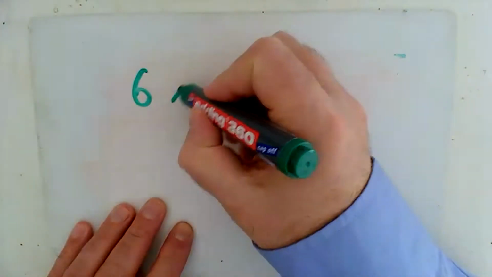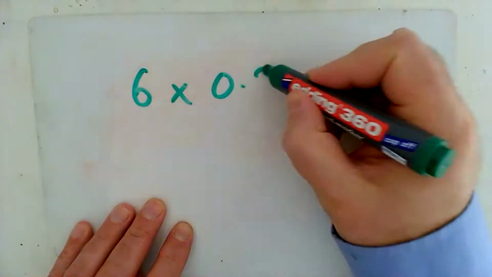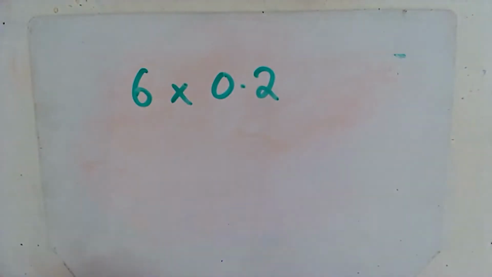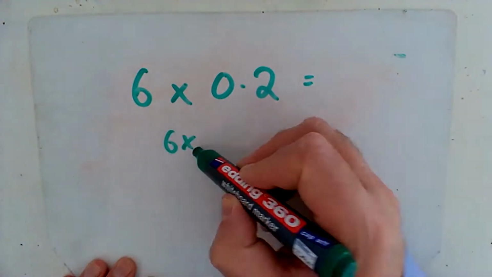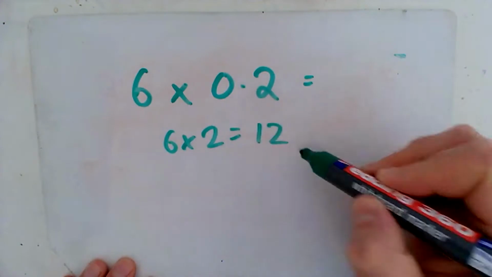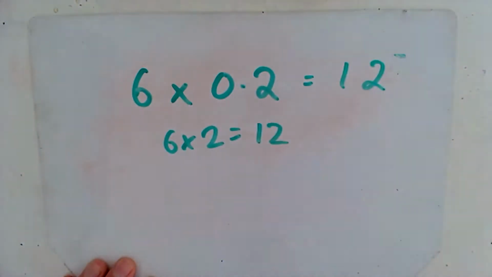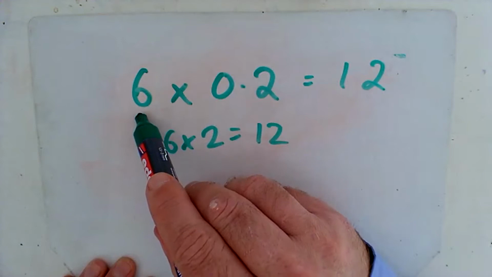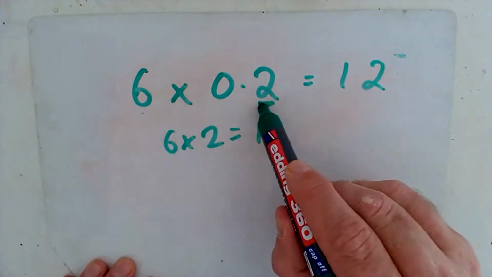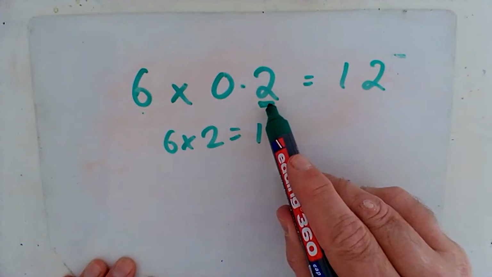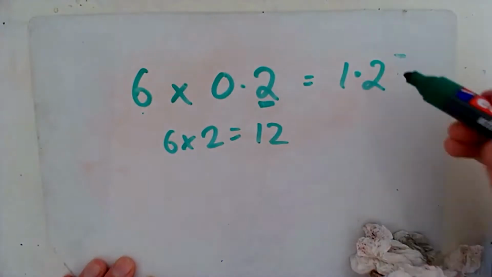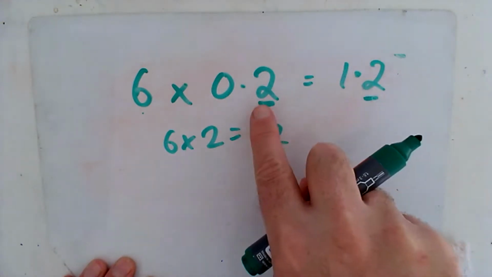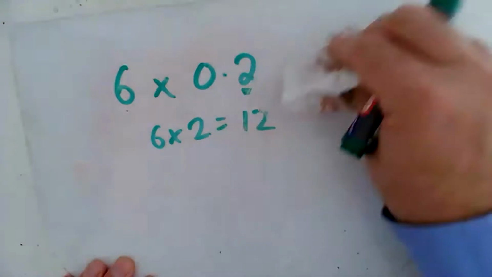Okay, so what would be 6 times 0.2? See if we can work that one out a bit quickly. I know that 6 times 2, ignoring the decimal point, is 12. So I'm just going to write my 12 in there. Now I'm going to see, are there any numbers after the decimal point there? No. Are there in the other one? Yes, 1. So in total, there's 1 number after the decimal point in the question, so you get 1 number after the decimal point in the answer.